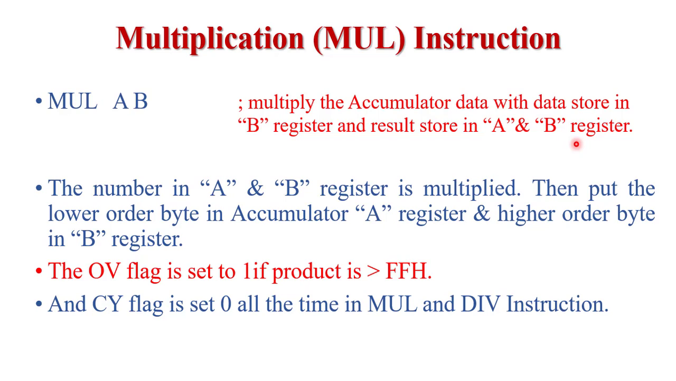How do we store result in both A and B register? So here the numbers in A and B register are multiplied, then put the lower order byte of the result in accumulator register and the higher order byte of result in B register. The overflow flag bit is set to 1 if product is greater than FFH. And the carry flag bit is 0 all the time in case of multiplication and division instruction. So we can say that in case of multiplication or division instruction, no flag is affected, only overflow flag gets affected. And overflow flag is set when result is greater than FFH.